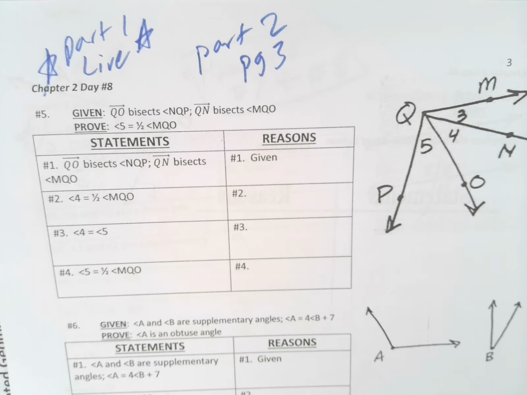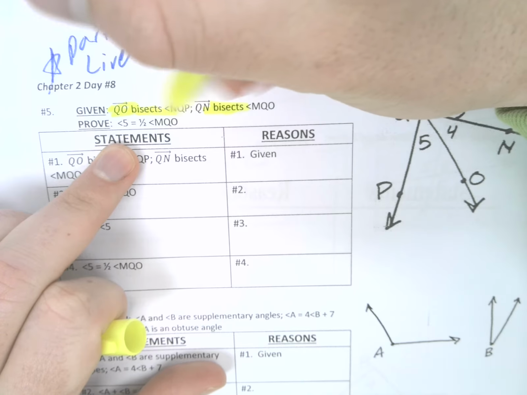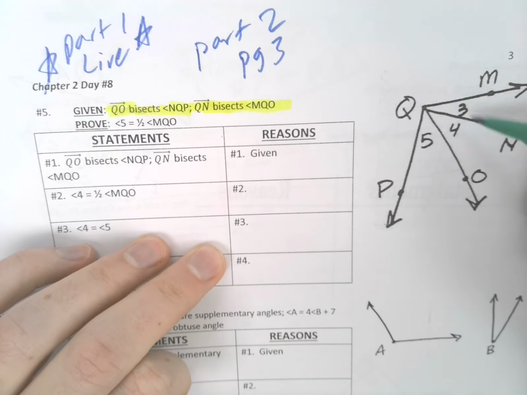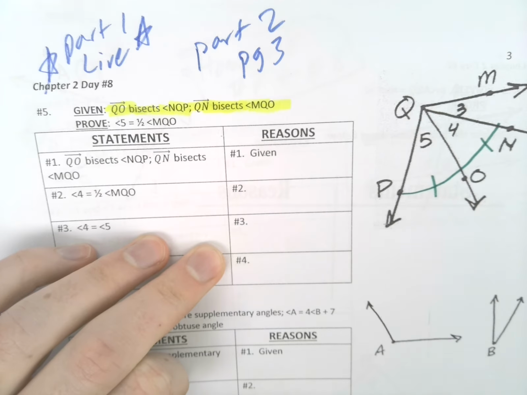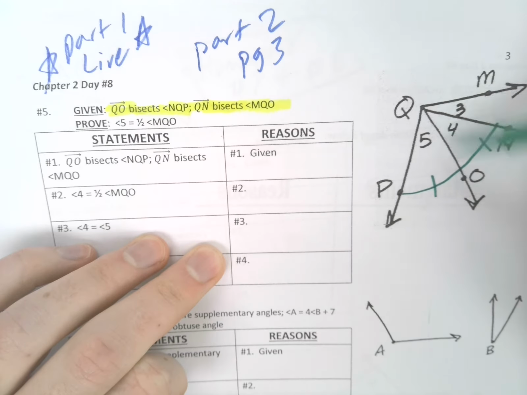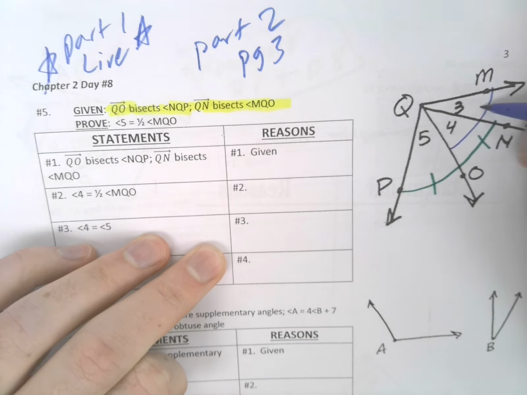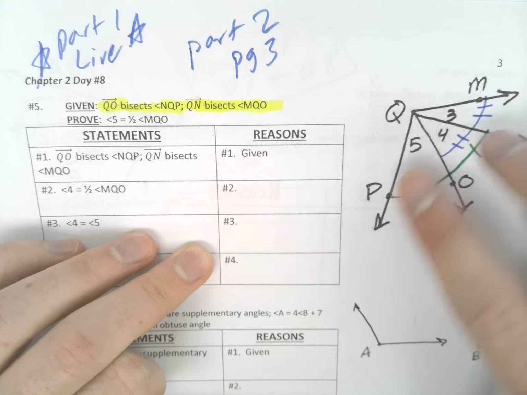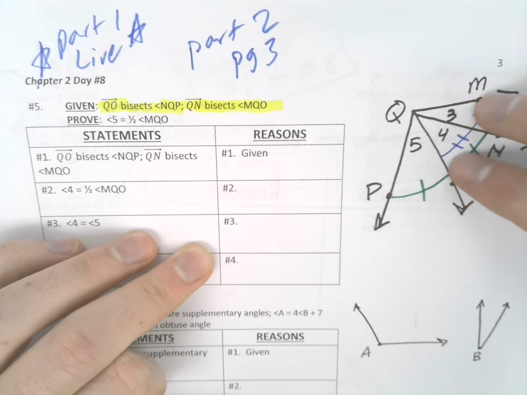And so, as we're on part 2 here on page 3, I'm going to let you guys, just like we've been talking about, take what we're given: QO bisects MPQ, and QN bisects MQO. And let's break that down. So QO bisects these two pieces, and QN bisects MQO. So check that out.